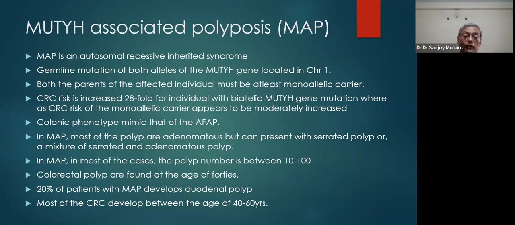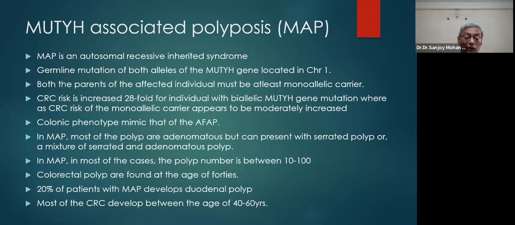The colonic phenotype mimics that of AFAP. In MAP, most of the polyps are adenomatous, but it can present with serrated polyps or a mixture of serrated and adenomatous polyps. In most cases, the polyp number is between 10 and 100. That's why we shall have to think whether it is AFAP or MAP, and we can differentiate it by doing DNA sequencing. Colorectal polyps are found in the 40s. In contrast, FAP is at an early age.